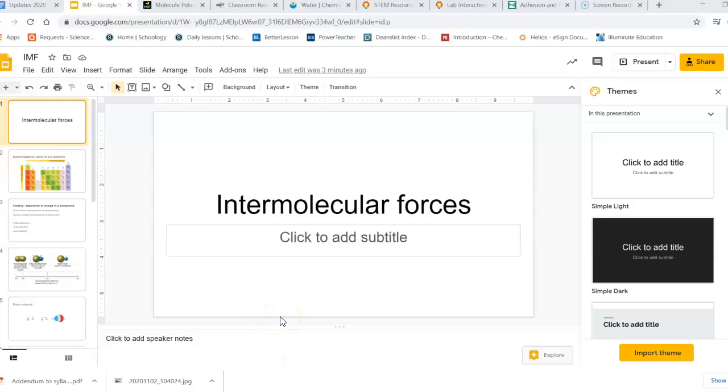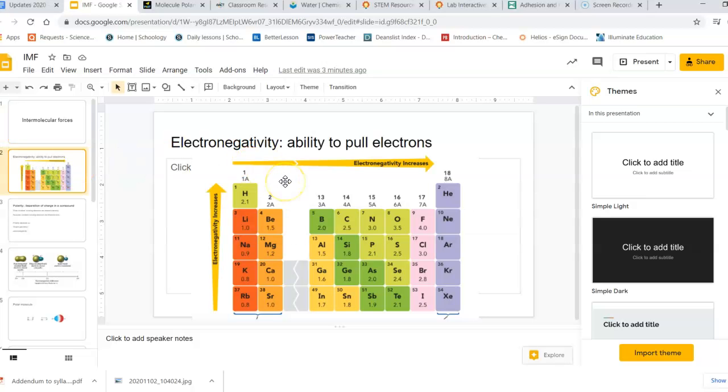Alright, so this video is to go over intermolecular forces. There are a few things that we need to go over before we talk about intermolecular forces. One of them is to go back to electronegativity. We introduced this topic while you were looking at periodic table trends, and I said I was going to revisit it, and here it is.